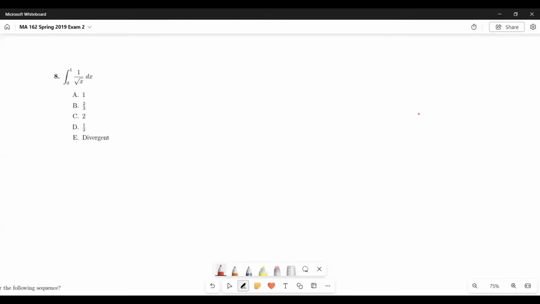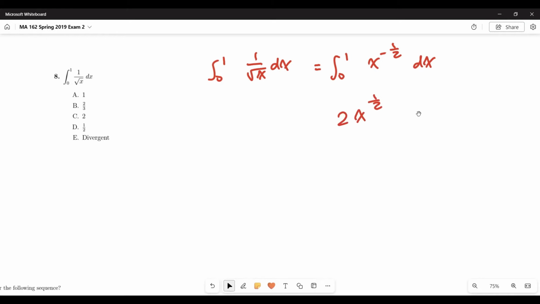Okay, so this question asks to integrate from 0 to 1 of 1 over square root of x dx. 1 over square root of x dx can be written as the integral from 0 to 1 of x to the negative 1 half dx. If you integrate it, this becomes x to the 1 over 2, with a 2 in front of it, integrated from 0 to 1. So let's plug it in: 2 times 1 to the 1 half minus 0 to the 1 half. This becomes just 2 times 1, and this is just 2. So the answer for this question is C.